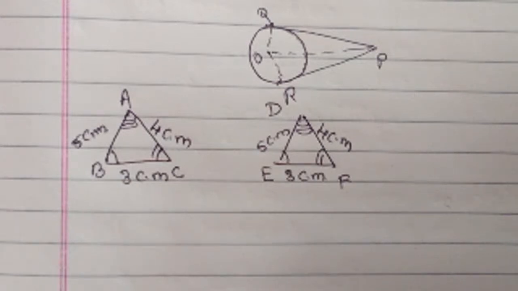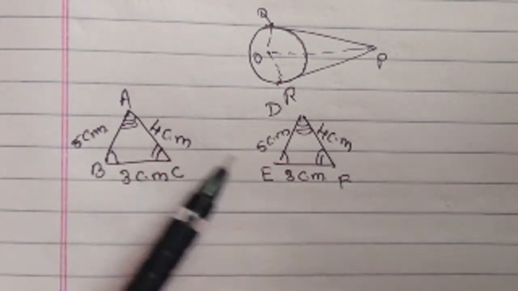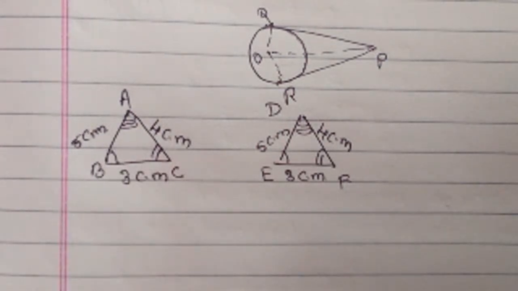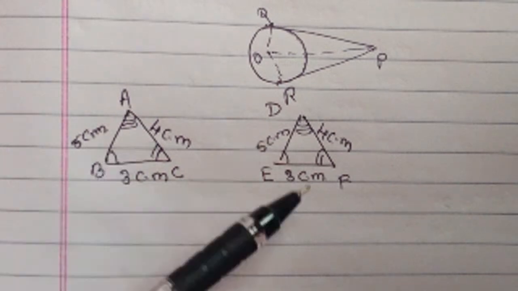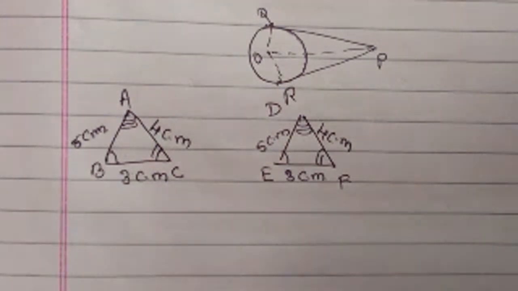In a congruent triangle, all the sides and all the angles are equal to each other. So that's why after proving the triangles are congruent, we use the CPCT rule, that is, corresponding parts of congruent triangles are also equal to each other. So here also the side lengths and angles are equal to each other. That's why we consider the triangle ABC and triangle DEF congruent to each other.